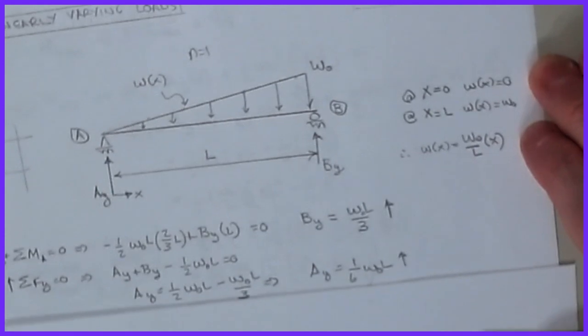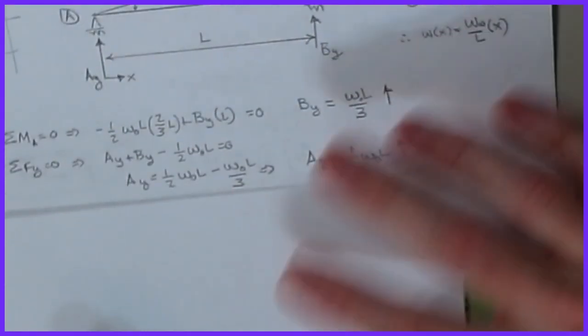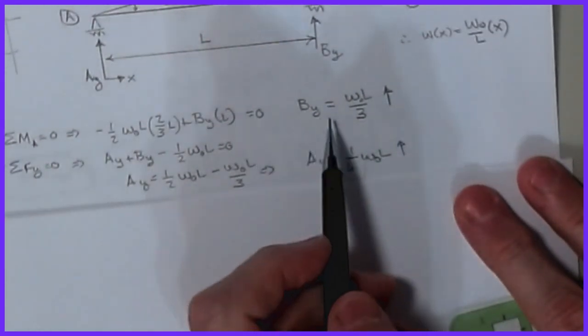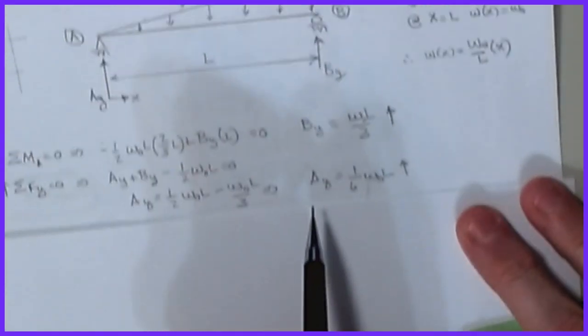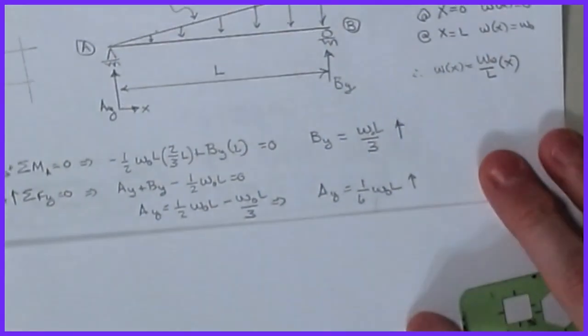All right, so the first thing we have to do is go through and find our support reactions. I've done that very quickly. We won't spend any time working on that, but you'll find that By is W naught L over 3 acting up, and Ay is 1/6 W naught L acting up. Okay, and so that will get us our reactions.